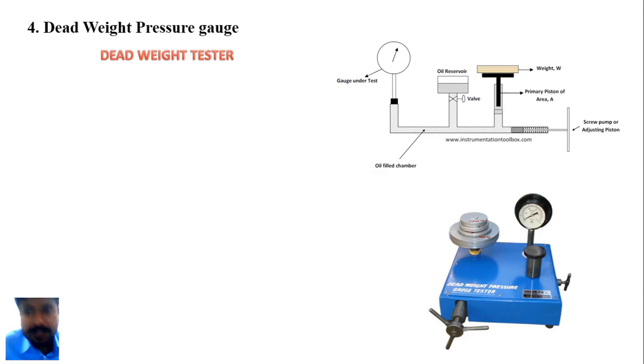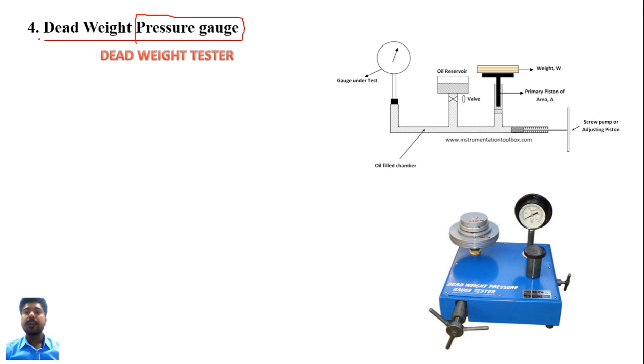Next and the last instrument is our dead weight pressure gauge. That is our dead weight pressure gauge. In this dead weight pressure gauge, we can say that this is a dead weight pressure gauge or the pressure tester. This one is not used as a pressure measuring device, but it is the standard device which is used to calibrate any pressure gauge, any diaphragm gauge, any Bourdon tube pressure gauge.